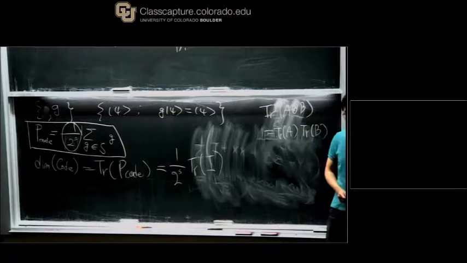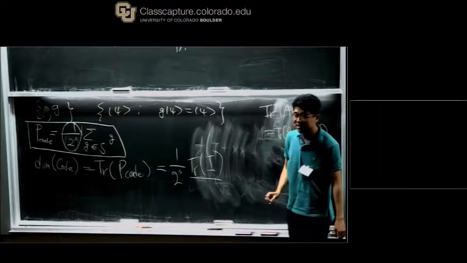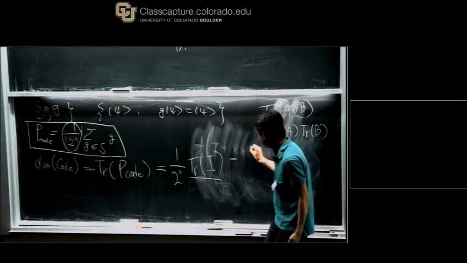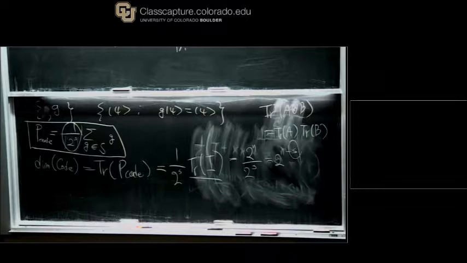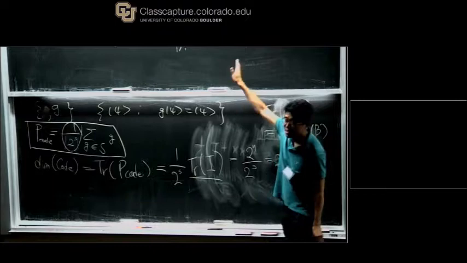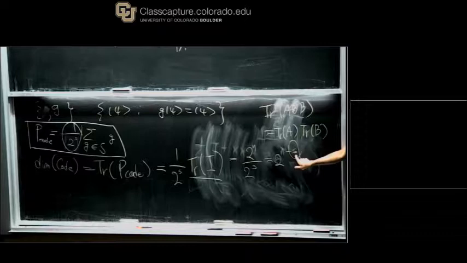Okay. But what's this? You're tracing over an identity element that acts on the full Hilbert space. This minus s is what I wanted. So the one independent stabilizer generator translates to this number of generators counted multiplicatively.